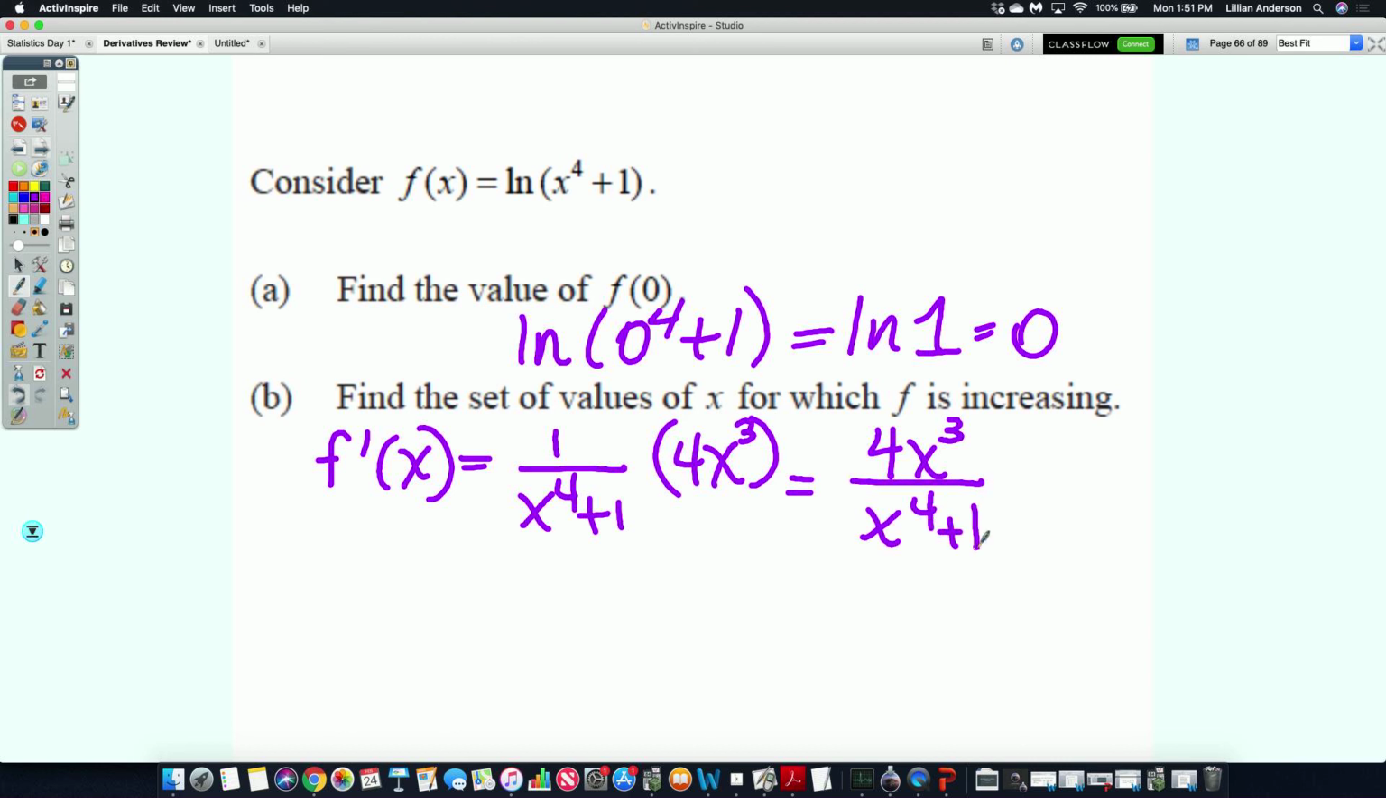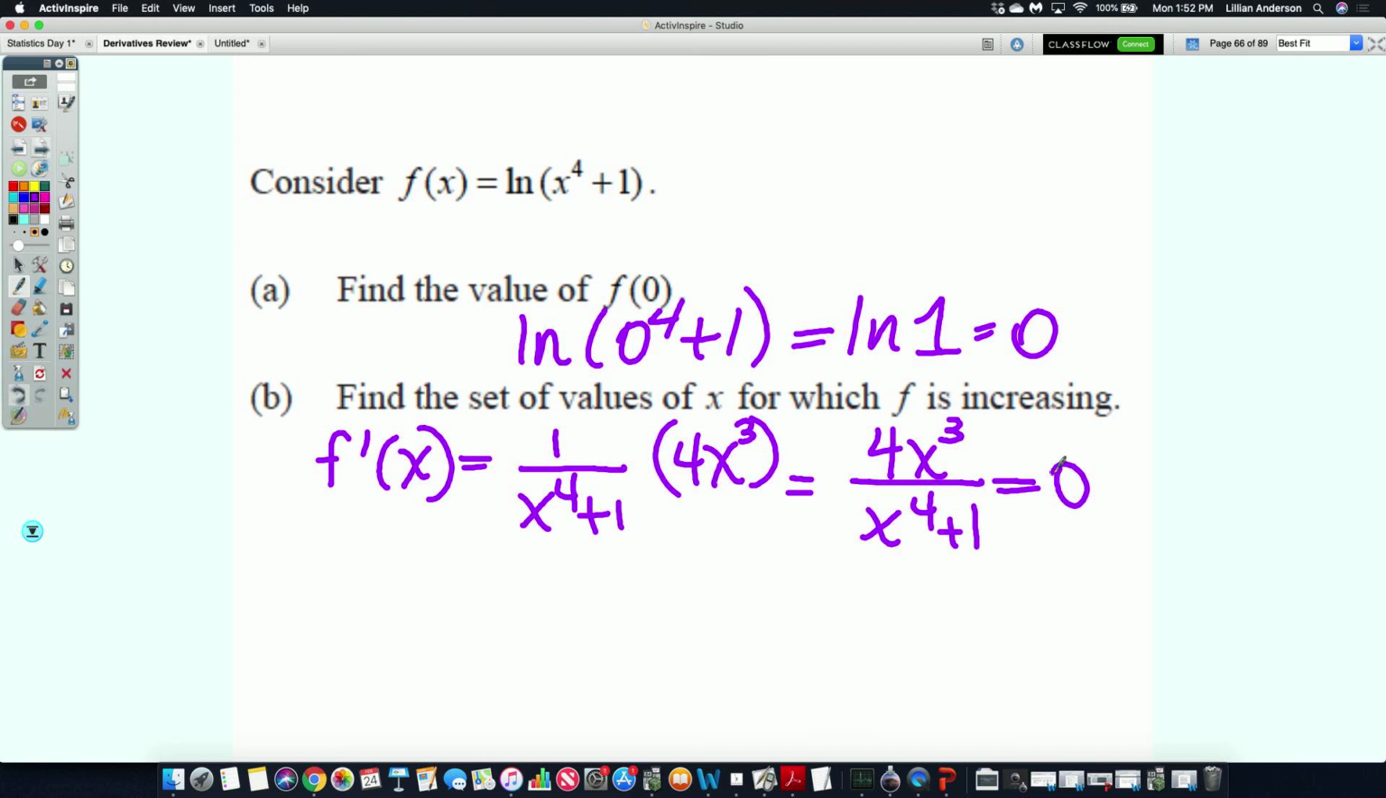Now, real quick, can I cancel out the x to the 3rd with the x to the 3rd at the bottom and just make it 4 over x plus 1? No. Good. You can't cancel like that. How can you cancel? When things are being multiplied together. So if this was like x times x to the 4th plus 1, then you could cancel out an x because it's being multiplied.